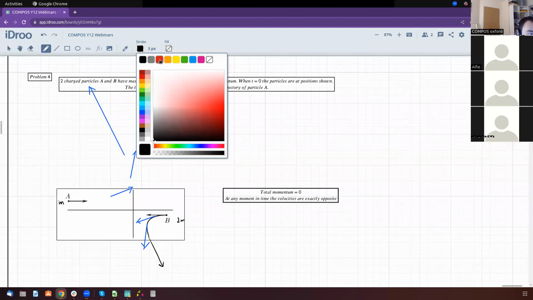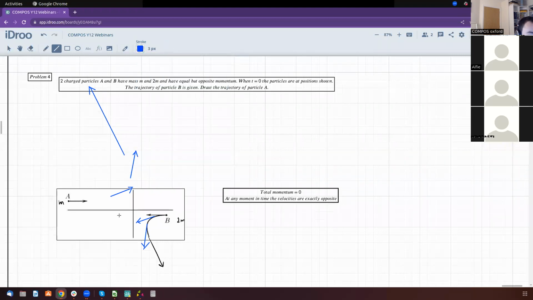But also M is traveling faster. If B is traveling with velocity V, A has to be traveling with velocity 2V. So it's twice as fast. Therefore, it will travel in a bigger circle, but will end up traveling in exactly opposite direction to B. So this is how we draw it.